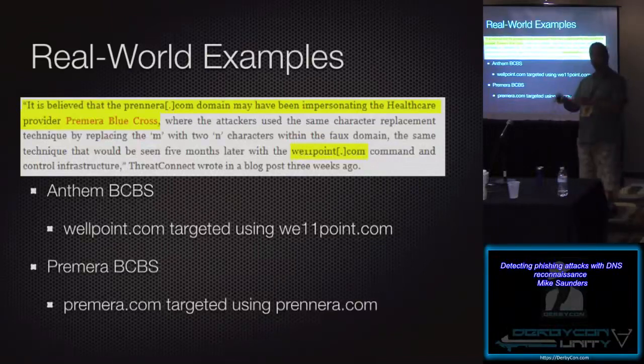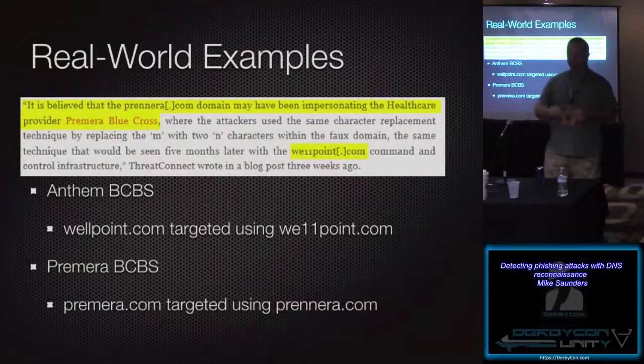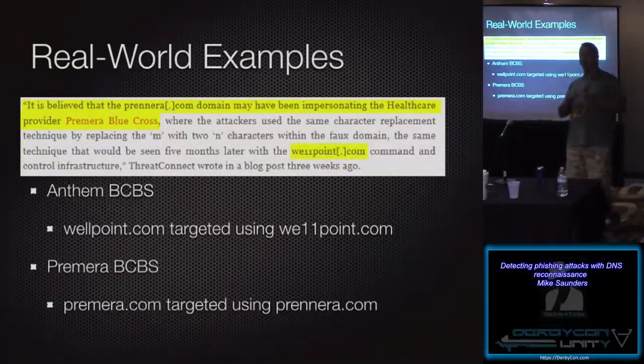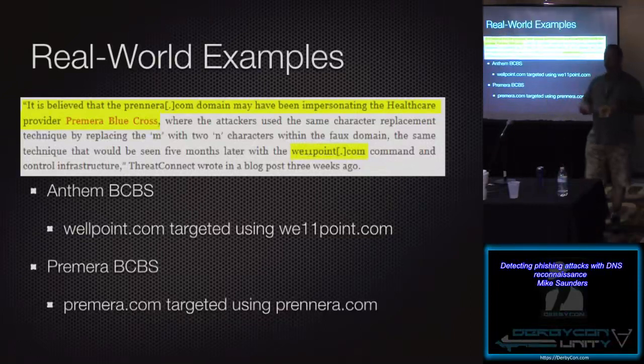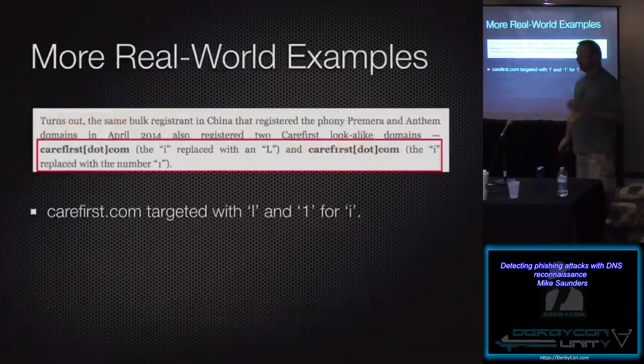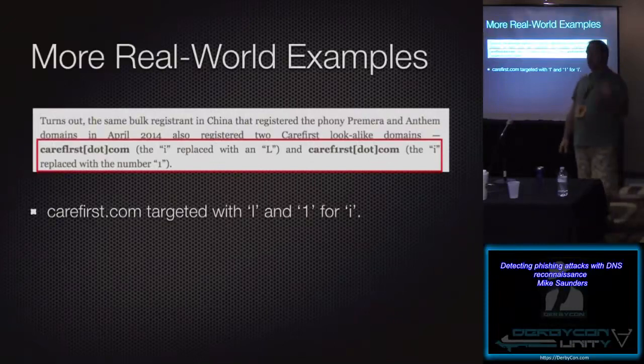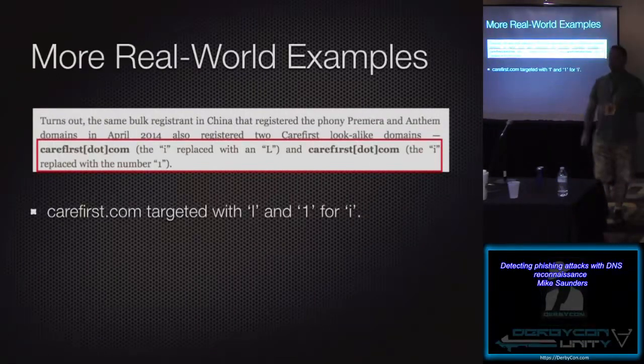In the case of Primera, there was the domain registered prenera.com, with two N's. And in a lot of browsers and in a lot of email clients, depending on what font you're using, two N's looks very much like a single M. More recently, Care First, another Blue Cross provider, got breached. And they had Care First with an L and Care First with a 1. Definitely happening. So these are definitely happening in the real world with real implications, right?